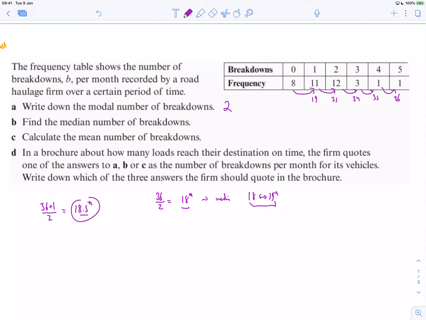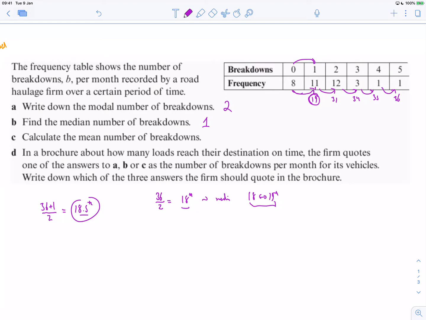So where is that going to be? Well, if we go from 0 to 1, we've gone from 8 to 19 breakdowns. So that means the 18th to 19th one is between the last and second last lot in this one. So that means the median number of breakdowns is 1. The median, if we were to list them in order, then, as we go along, we're going to reach the 18th and a half one in the 1 category.